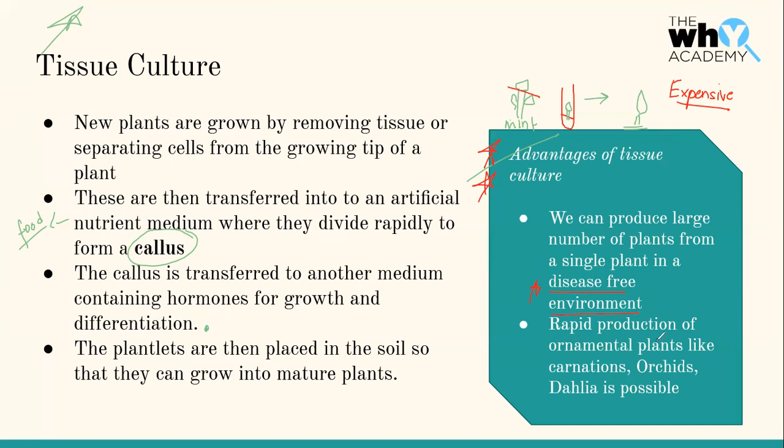And it's also used for the rapid production of ornamental plants like carnations, orchids, dahlia. Ornamental plants are plants basically which don't really have any value, but they're just used for show. So some examples of them are carnations, orchids, and dahlia. You could use tissue culture to rapidly produce them, right?